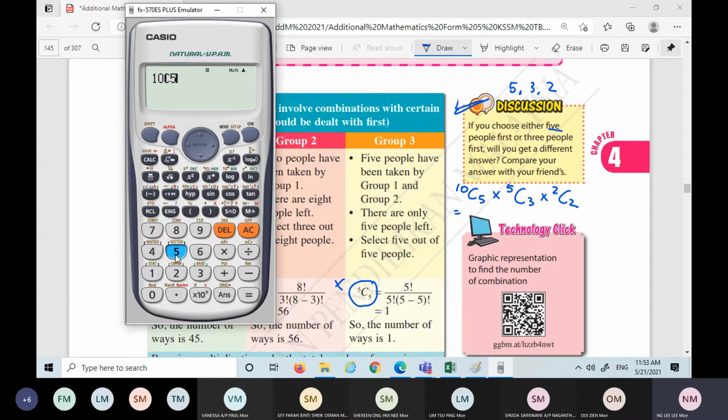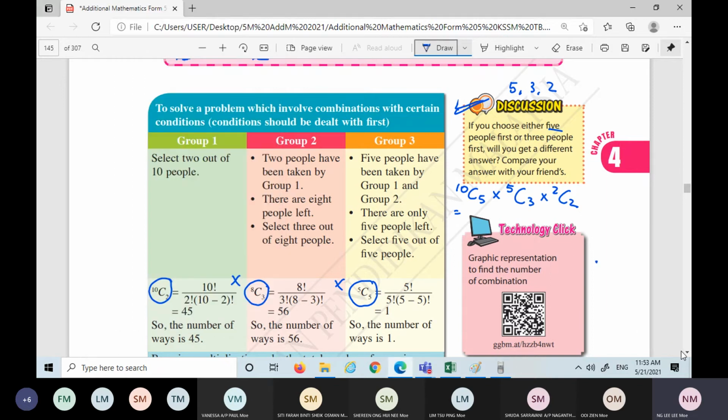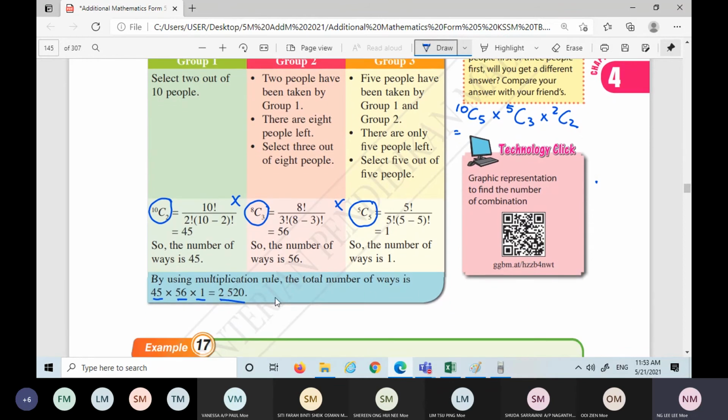10C5 times 5C3 times 2C2. Okay, 2520. Is it the same answer? 2520, same answer. So it doesn't matter which group you form first, you will get the same answer.